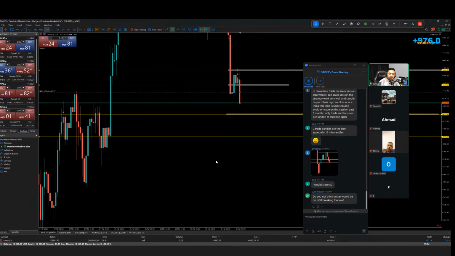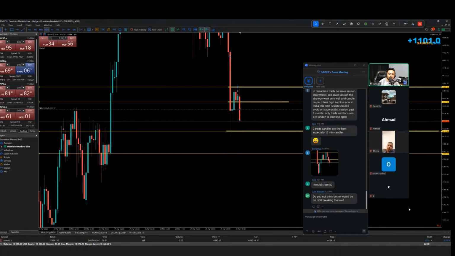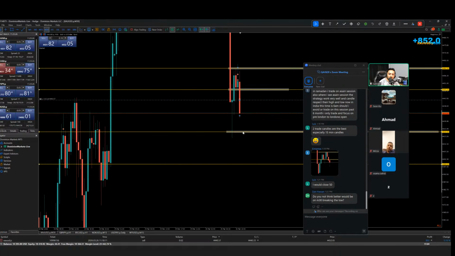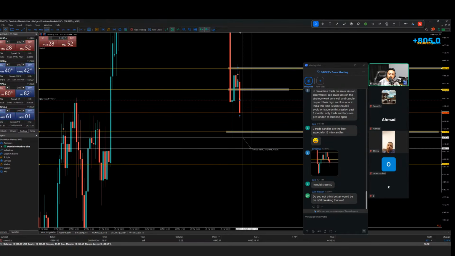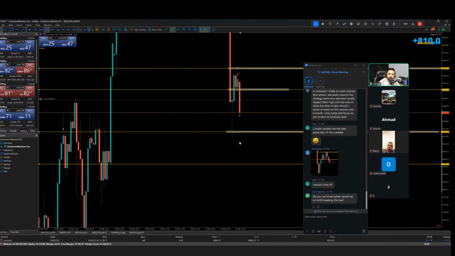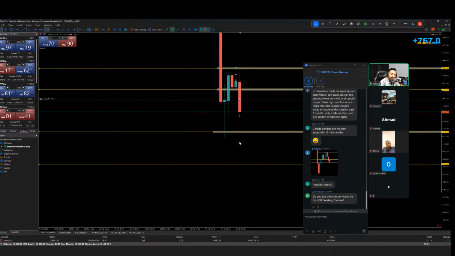You know what? 5 minutes left for the 30-minute candle to close. If this 30-minute candle is going to close and fill this wick, let's see how it closes actually. It's very important right now to see this one. I hope you guys secured some position.